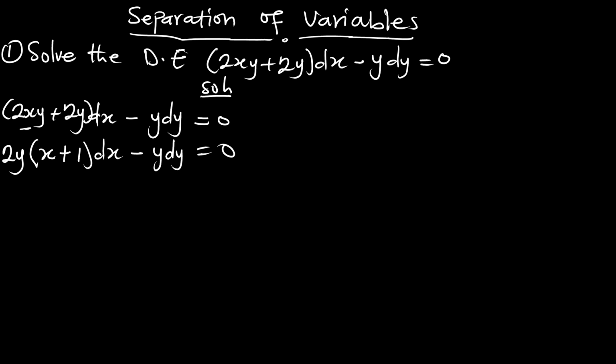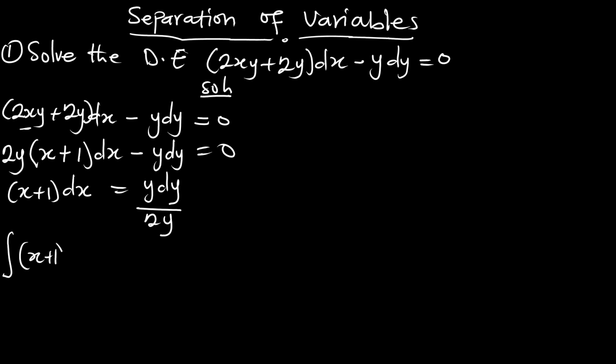So here we can leave our (x + 1) with the dx, and transfer y dy to the other side of the equation and divide both sides by 2y. This is what we are going to get. So finally, this is what we are having: the integral of (x + 1) dx is equal to, with this y cancelling out this y, the integral of 1/2 dy.